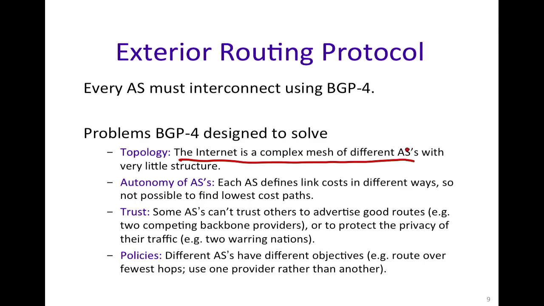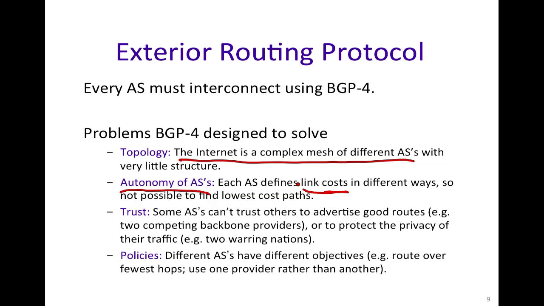You've seen the picture, which is the logo for this class, and will have seen that it's a very unstructured interconnection mesh. And so trying to exploit any structure is not going to get us very far. Each of the autonomous systems is autonomously controlled, so they might define the link costs in very different ways. So it's not possible to find lowest cost paths. We're simply going to have to find a set of paths based on the number of autonomous systems that they pass through.